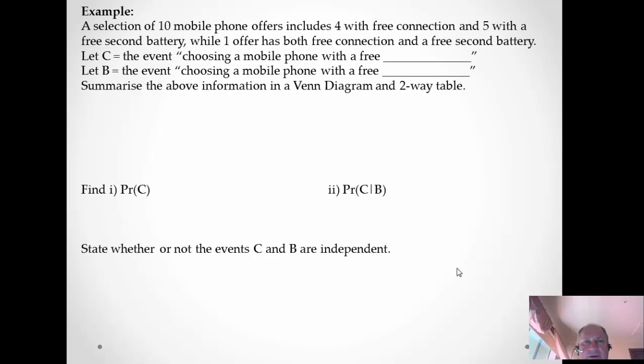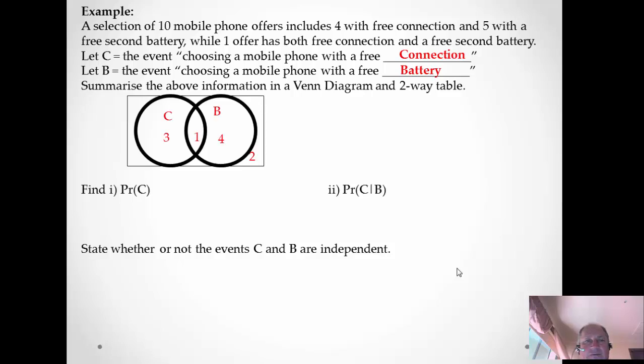So an example in your notes, you'll see we've got a selection of 10 mobile phones. Offers include 4 with a free connection and 5 with a second free battery, while one offers both a free connection and a free battery. So we need to define the events first. We'll let C be choosing a mobile phone with a free connection, and B the event choosing a mobile phone with a free battery. Summarise the information in a Venn diagram and a two-way table.